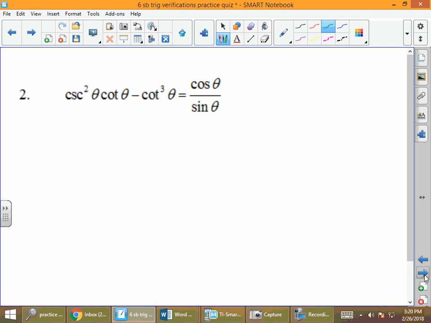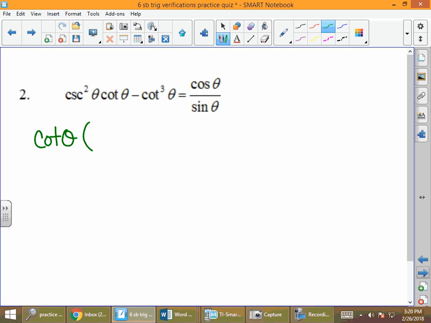Cosecant squared theta times cotangent theta minus cotangent cubed theta equals cosine theta over sine theta. Well, we have lots of techniques, and something that you should consider doing is looking over your yellow identity sheet with the suggestions or tips on how to help verify. The first thing that I see when I look at this problem is on the left side, there's a cotangent in the first term and there's a cotangent in the second term. And I can recommend that we factor a GCF of cotangent of theta.